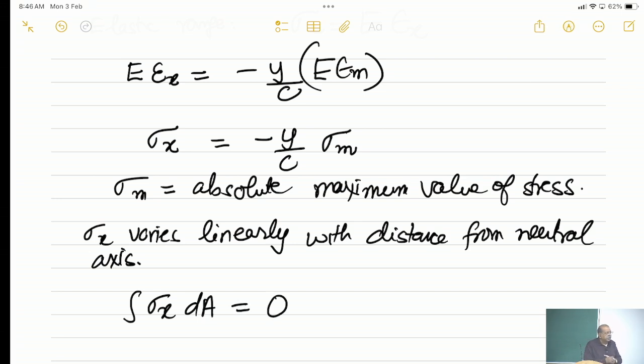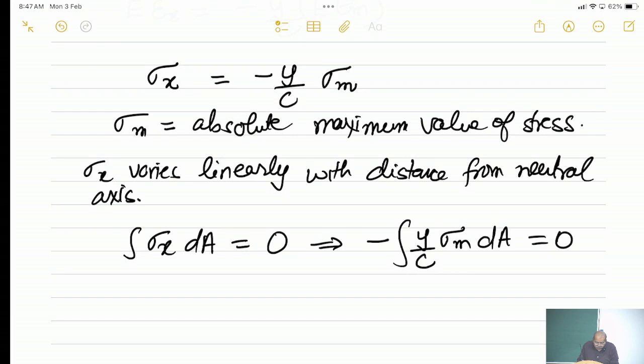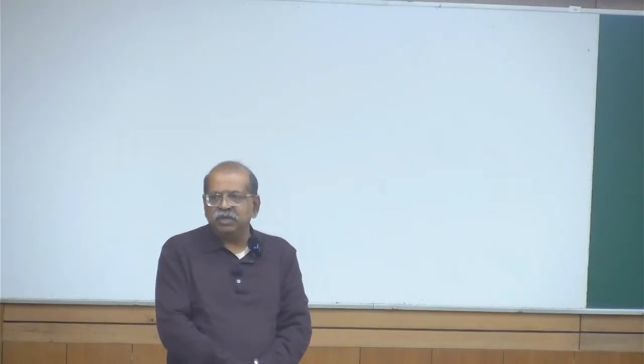Integral sigma x dA is equal to 0, because there is no axial force acting on a section, we only have a moment. So this implies integral of minus y by c sigma m dA is equal to 0, or minus sigma m by c, which does not depend on anything, times integral y dA is equal to 0. So what does this tell us about the neutral axis? y is the distance from the neutral axis, and we get integral y dA is equal to 0.